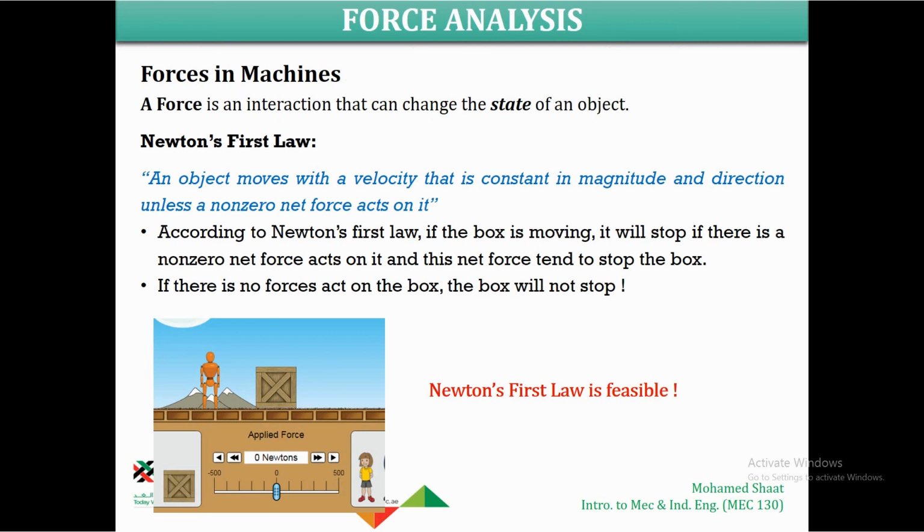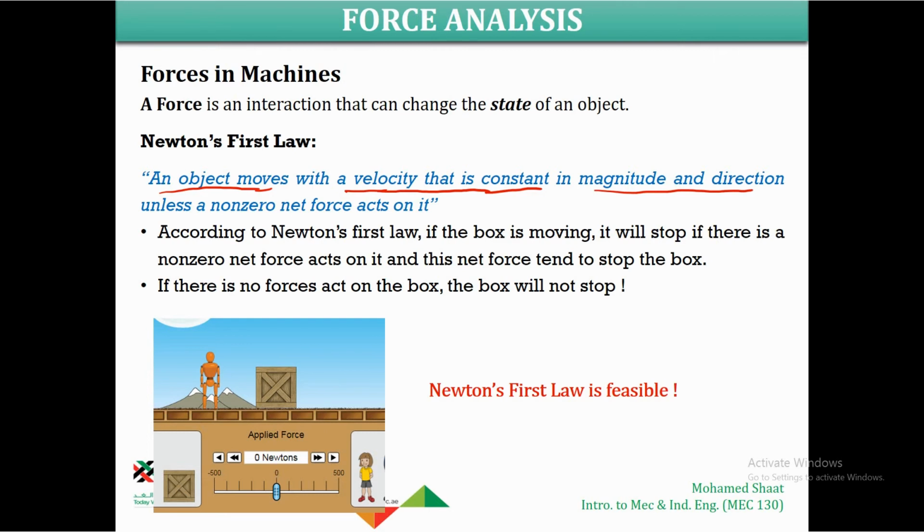Make sense? Newton's first law, for example, states, and this is a more accurate statement, that an object moves. It means that the box is already moving with a certain velocity. Move means that it has a speed, and in some cases a constant acceleration. But the condition here is that this velocity is constant in magnitude and direction. So what does magnitude mean? Magnitude means the value of the speed. You push the box, and this box is going to move with a certain speed. So the speed is fixed or constant in magnitude. Magnitude means the value of the speed.